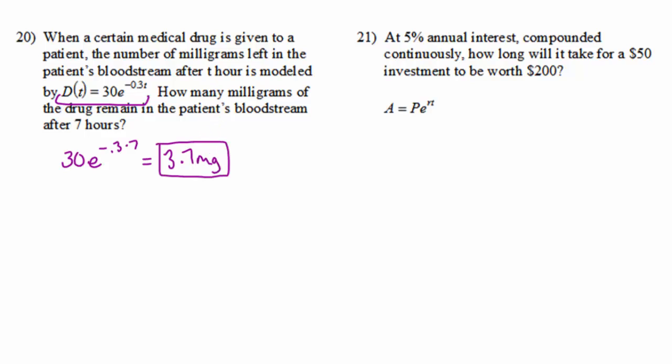Okay, so at 5% annual interest, that's R, and we have to change it to a decimal to 0.05. Compounded continuously, that's how we know to use this formula, but also that's right there in the problem, so that's the other reason we know to use that formula. How long will it take for a $50 investment to be worth $200? So the amount we're depositing is 50, and we want to get 200, and they're asking us how much time will that take. So let's plug it in.